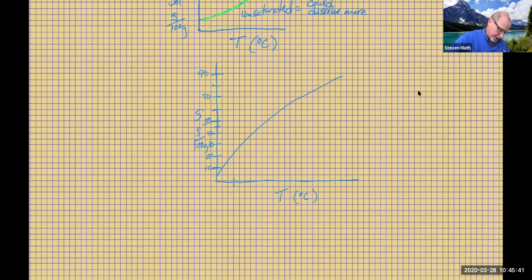And we're going to say 10, 20, 30, 40, 50, 60, 70, 80. And we don't know what this is. This is some fictitious substance.